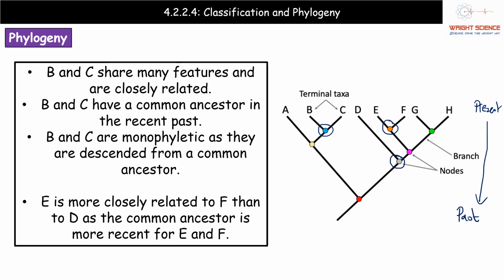is then going to go up towards that pink node first of all, where we get another branching up to the orange node, and then we get to E. So what we actually find is we can make this little statement that E and F are more closely related than E is to D, because their common ancestor is more recent than that of the common ancestor of D and E.